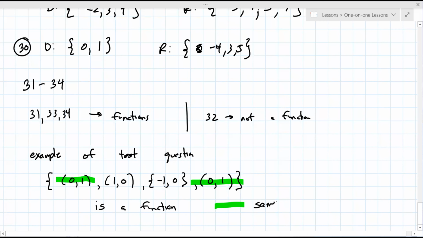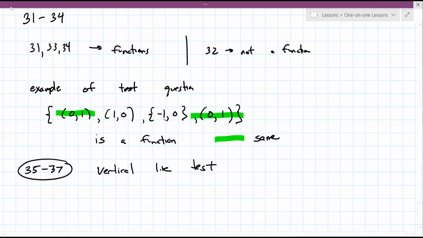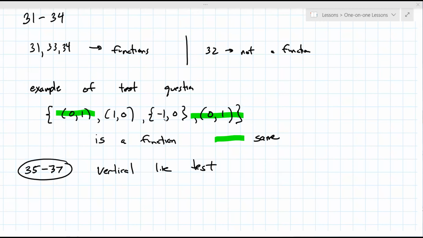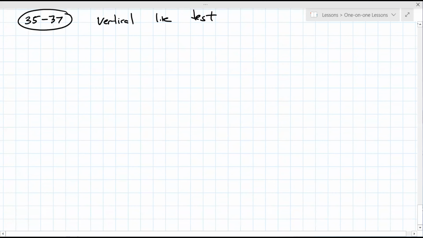Let's go to number 35 now. All right, 35, 36, 37. These three problems, if you heard it in class, you're trying the vertical line test. Now, everything we just did is the vertical line test, but because it's a graph, you can actually draw a vertical line. One of the really cool things about doing this electronically is that I can't do this on pencil and paper because I'd have to redraw it.